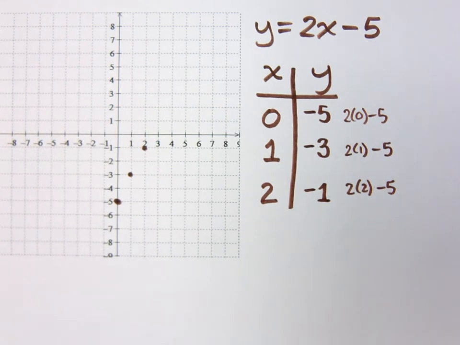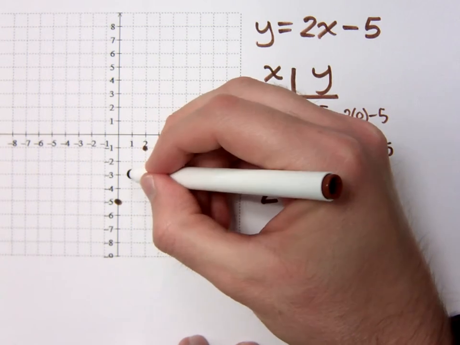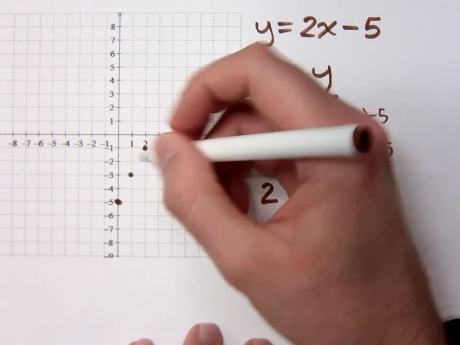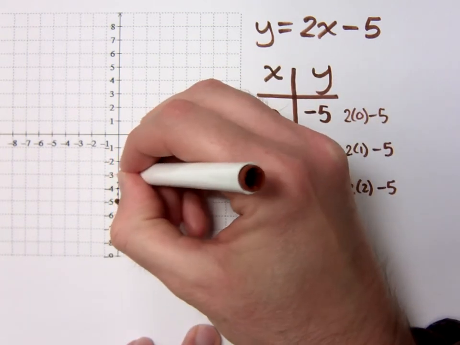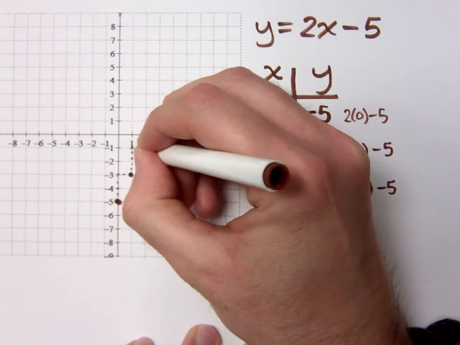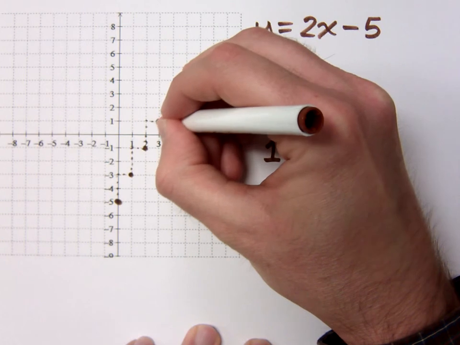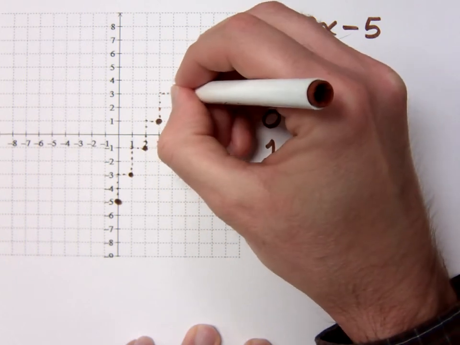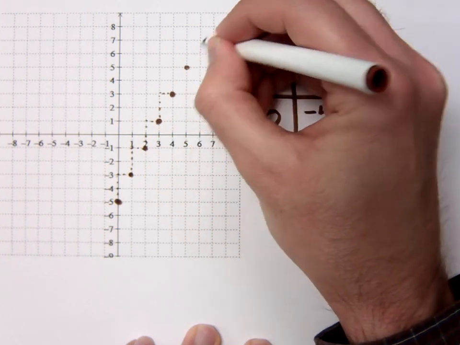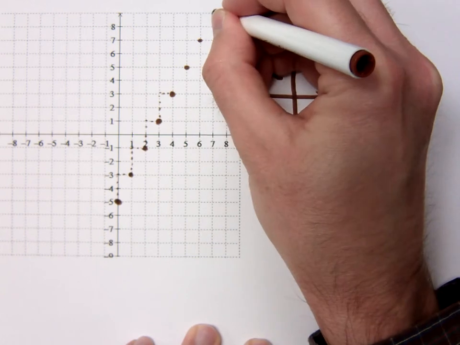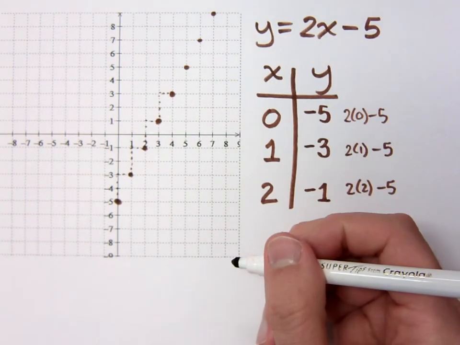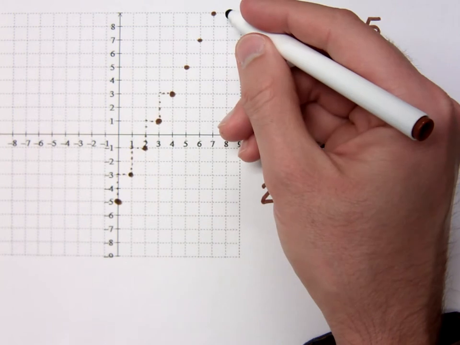Okay, how can I do that? What's the pattern as I go from one point to the next to the next? Up 2 over 1. I'm going up 2 over 1. I can keep doing that, right? Up 2 over 1. And as you do that, the more points you get, the more accurate your line is going to be. Now I ran out of room as I was going up and to the right.